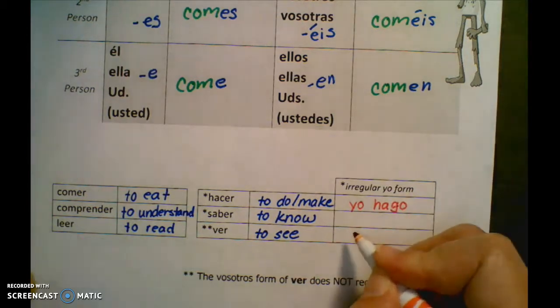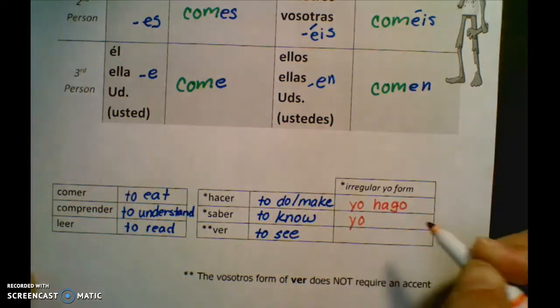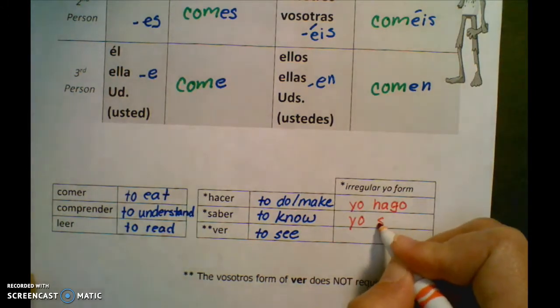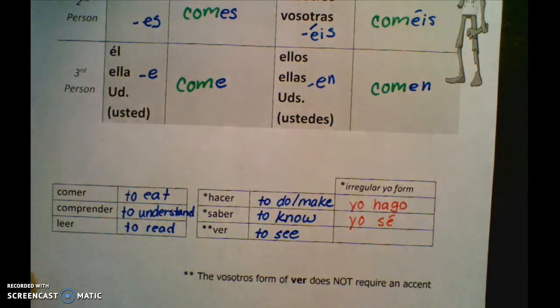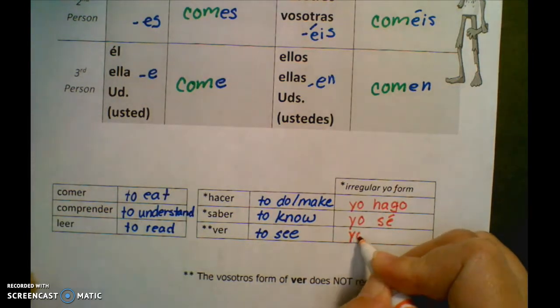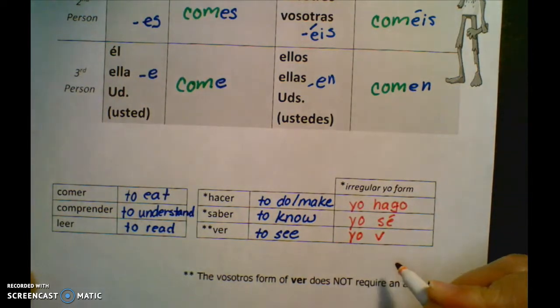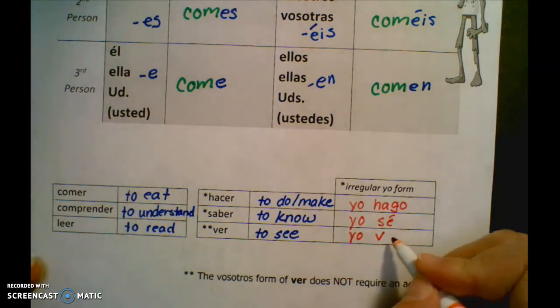It's hago. Saber, you'd think it'd be yo sabo. It's not. It's yo sé with an accent mark over the E. An accent mark has to be there. Ver, well, you're left with a stem. The stem would be just the V. You are just going to add the ending, which would be O, but what we're going to do with this one is we're going to keep the E, yo veo.